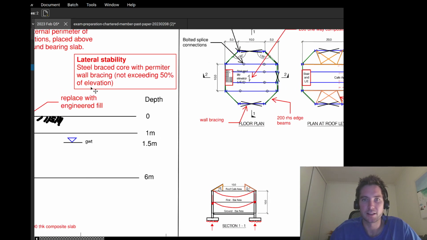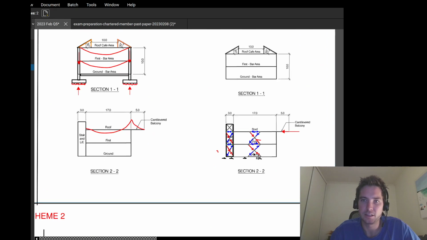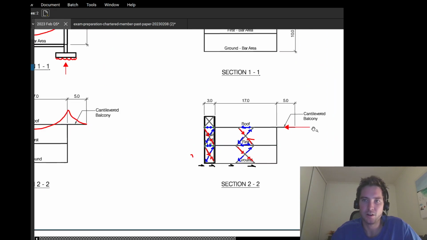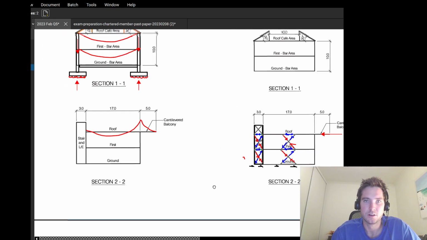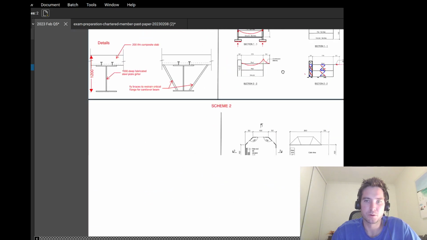It's described in my lateral stability box here, and here I'm just visually illustrating it with some simple arrows which show the lateral load getting back down to the ground. So that is my first building.